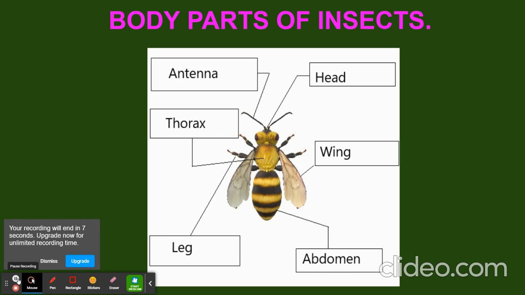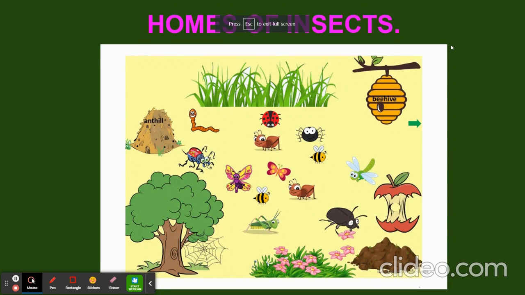We will see the places that are homes of insects. If you see here, ant lives in an ant hill. Honeybee lives in the beehive. Grasshopper and ladybird live in the grass or in and around the trees. Spider lives in the web, right? So we'll see what are the different types of homes of insects.